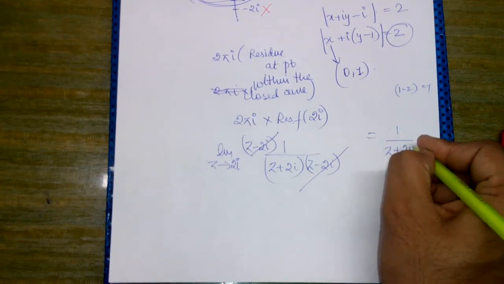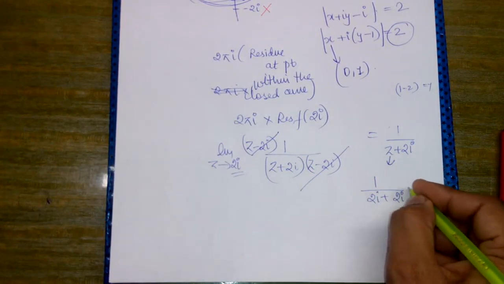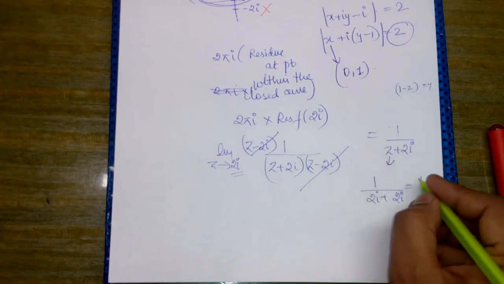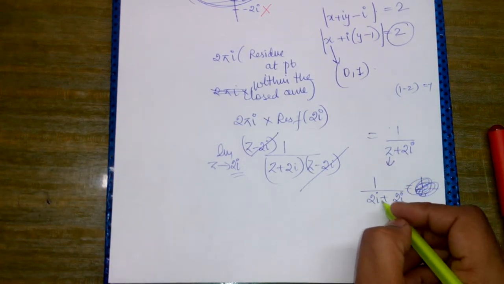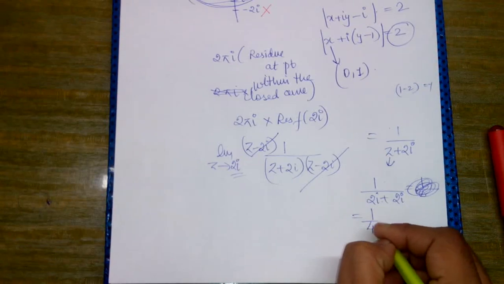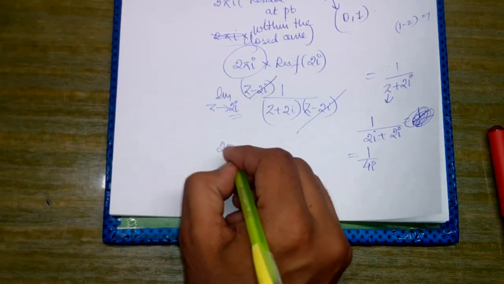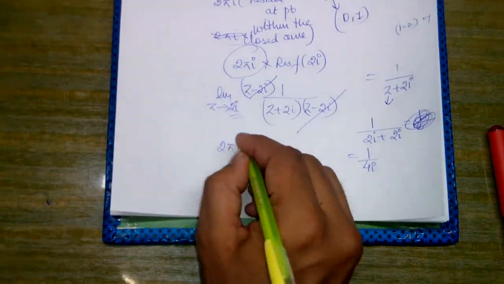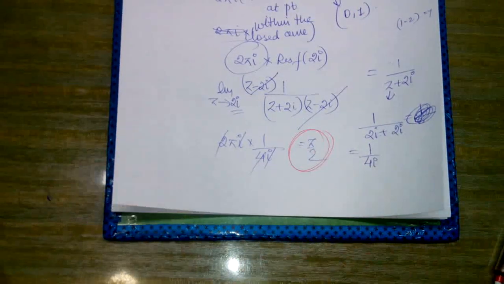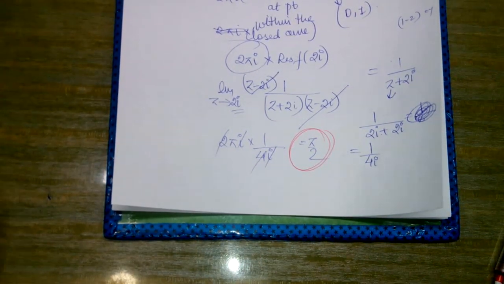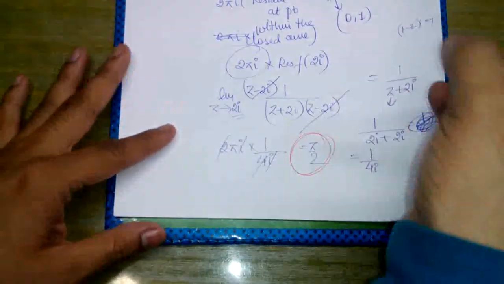So instead of z we will keep 2i, so 1 upon 2i plus 2i simply becomes 1 upon 4i, and we have to multiply it by 2 pi i. Do not forget this, because if you forget it the answer will be wrong. So 2 pi i into 1 upon 4i, we obtain pi by 2. So the correct answer is pi by 2. We have to keep in mind whether these points are lying inside or outside. We have to calculate the residue only at those points which are lying inside.